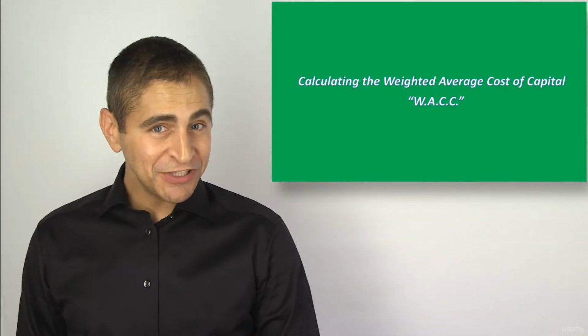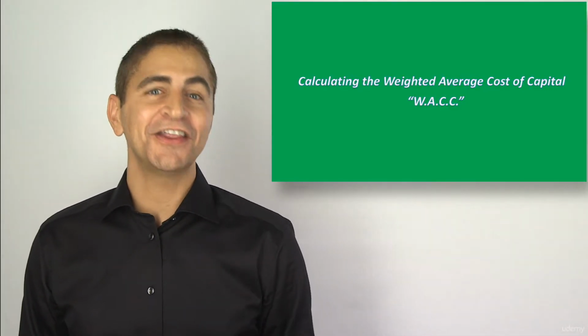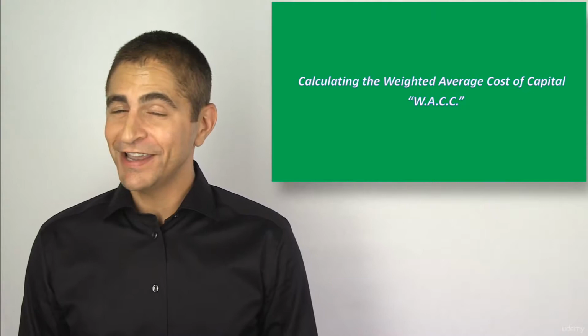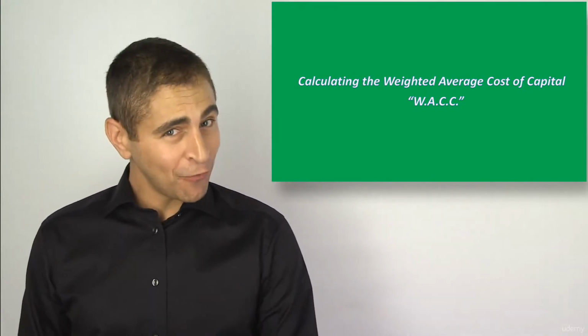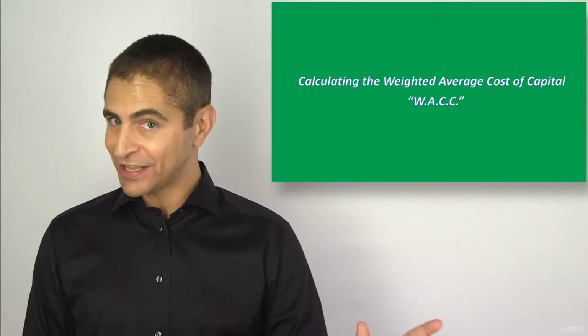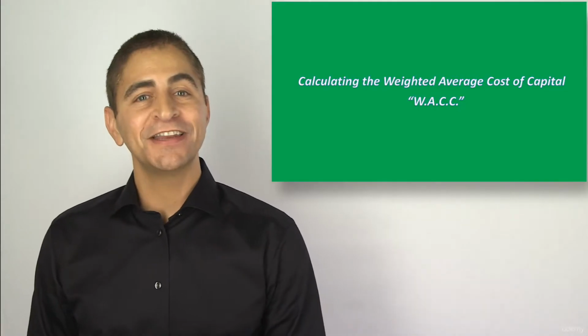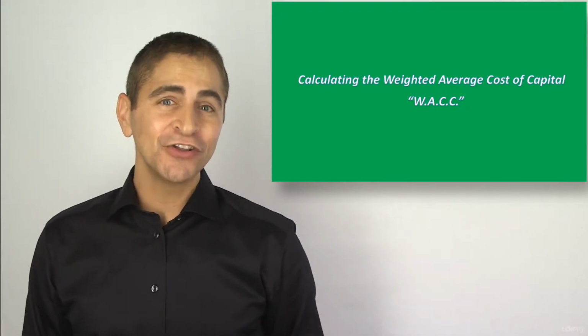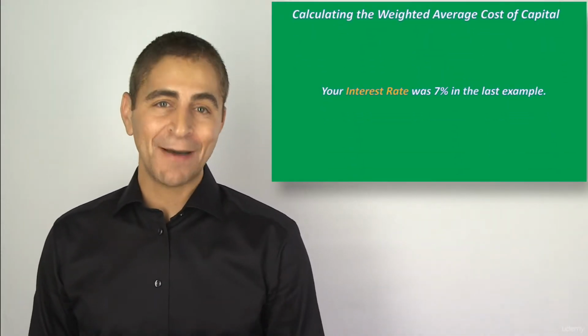All right, we're almost done with DCF. One more thing though, and that one more thing is the interest rate. Remember before it was 7%, we just accepted that? Well, now you're going to calculate an interest rate, okay? And that's called the weighted average cost of capital, okay?